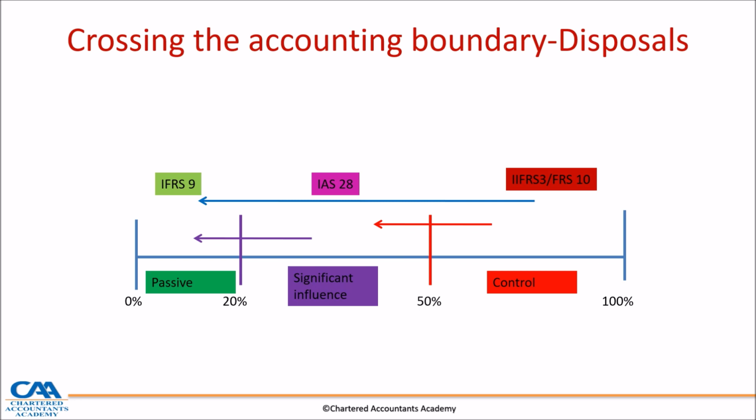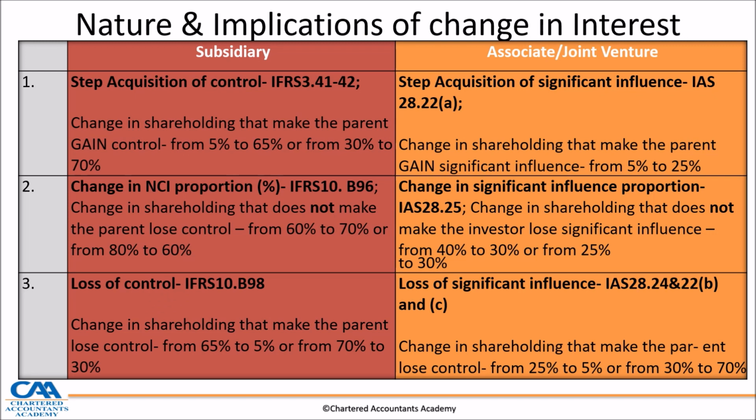As pointed above again, crossing the boundary can happen through disposals, where you can either be disposing from subsidiary control, which is IFRS 3, IFRS 10, to an associate, or to IFRS 9, or from associate to IFRS 9, in whatever way. Hence, we end up with this matrix where we need to identify the nature of changes in bold.